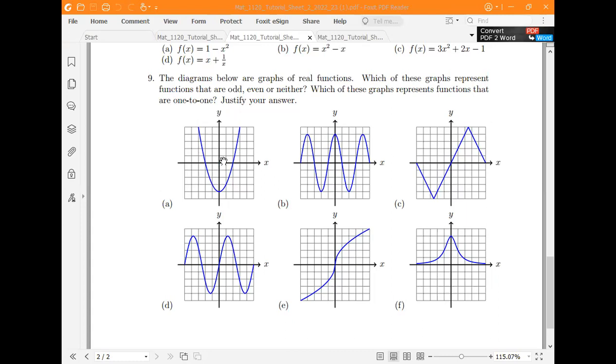So if you look at A, when you fold A, the line of symmetry is the y-axis. So A is even. The same way, B is even. You can fold B on the y-axis. But you cannot fold C on the y-axis. So C is not even.